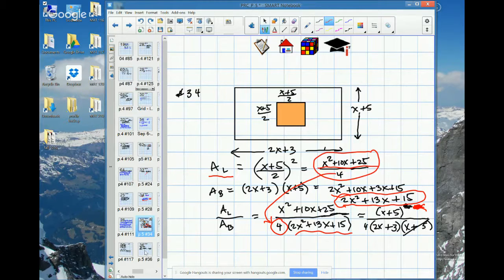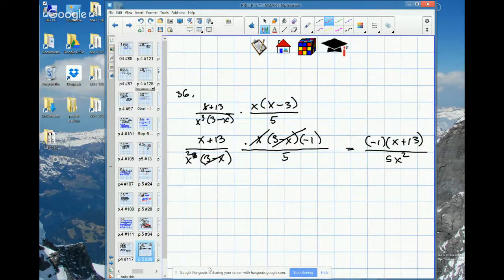Okay, let's take a look at number 36 in the book next. And this, as you can see, is a multiplication problem. And it's all factored for us.